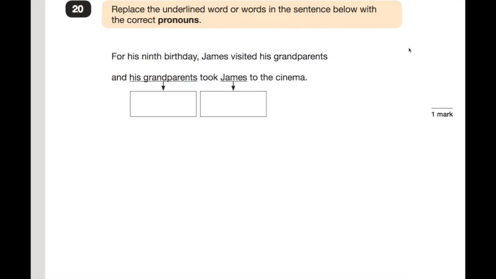Number 20 is asking you to put some pronouns instead of repeating yourself. And you should know that pronouns are things like he, she, they. So in this case, it says, for his 9th birthday, James visited his grandparents. And because we're talking about his grandparents again, we can actually say they. So James visited his grandparents and they took James to the cinema. We've already mentioned James, so it is him. You can check to see if it's correct by putting the pronouns back into the sentence and reading it. For his 9th birthday, James visited his grandparents and they took him to the cinema. I'm happy with that. It makes sense.